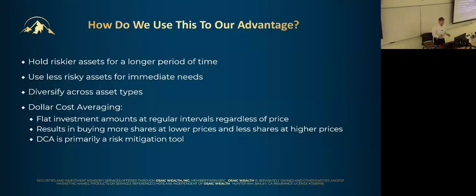So how do we use this to our advantage? Well, we hold those riskier assets for a longer period of time, like I said. We use less risky assets for immediate needs, and we diversify across asset types. And we can also do something called dollar cost averaging. This is something that people really like.